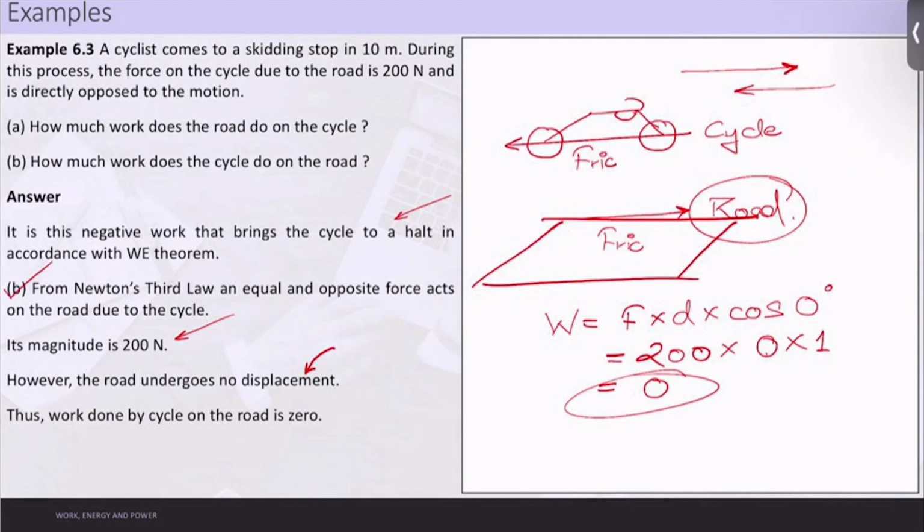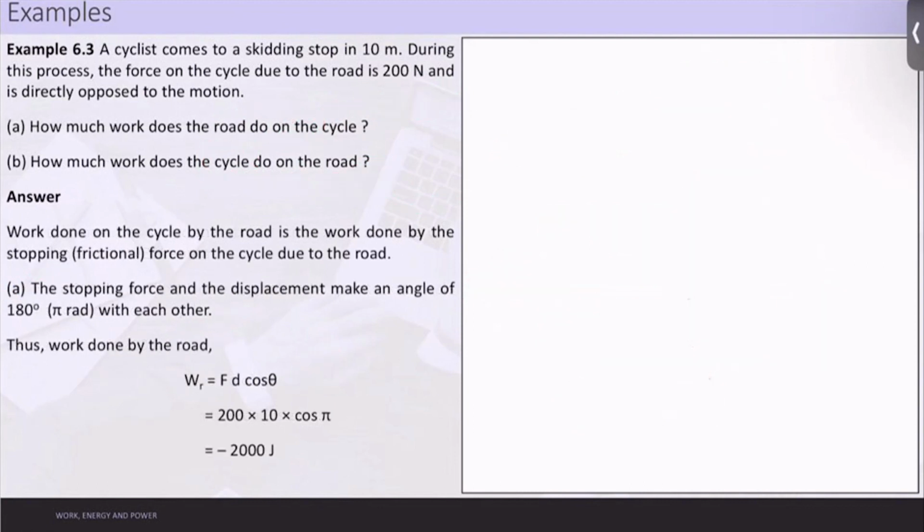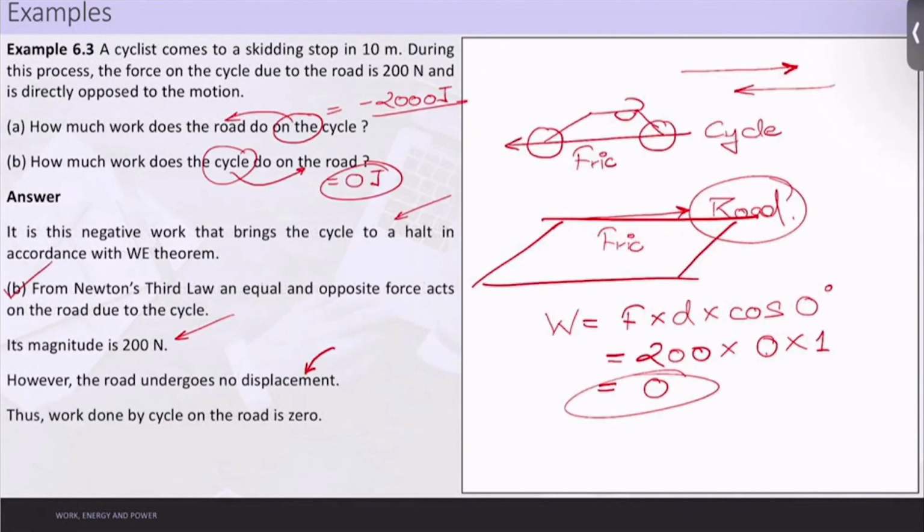Therefore, the work done on the cycle by the road is minus 2000 joules, and the work done by the cycle on the road is 0 joules. So you can understand clearly that even though the forces are equal and opposite, the work done is not equal. Please remember this very important point: the force will be equal and opposite, so Newton's third law is applicable to force, but the work done is not equal.